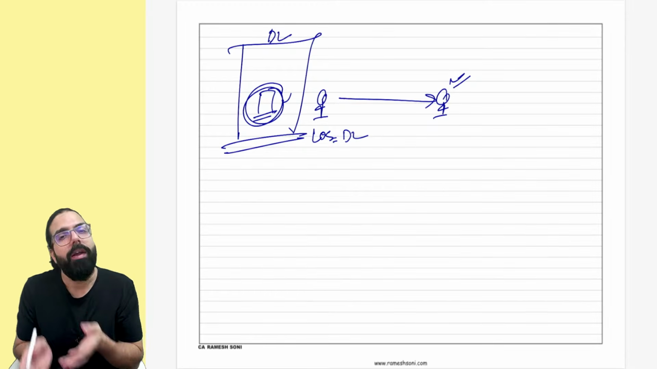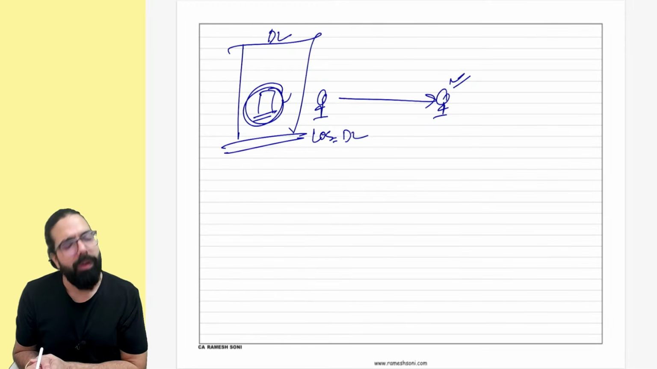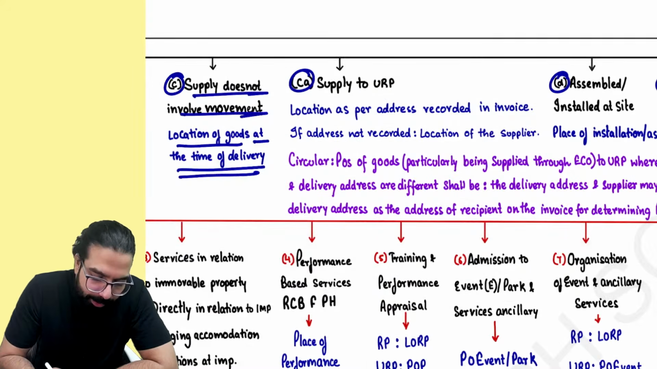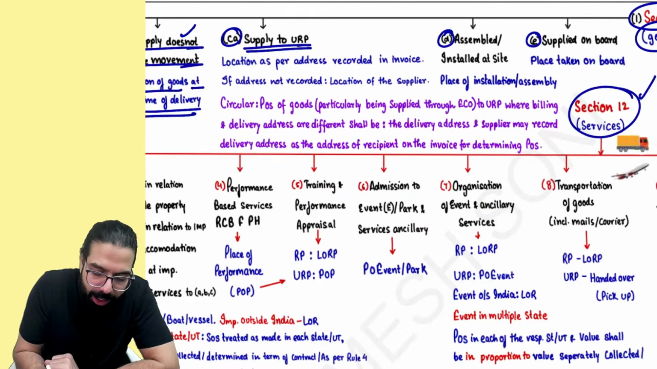When there is no movement, where the goods are is the only place of supply. Done, sir. This point is clear. The next one is supply to an unregistered person.